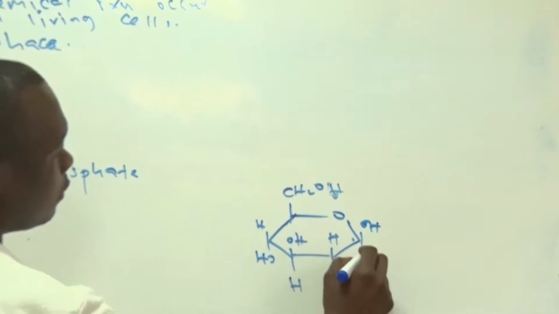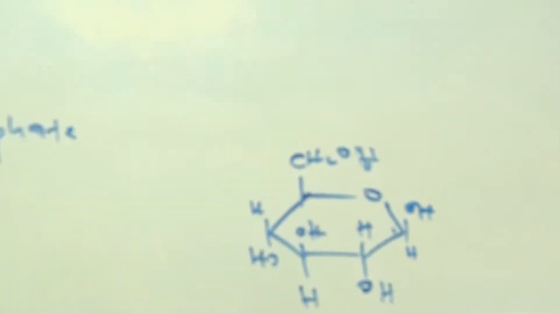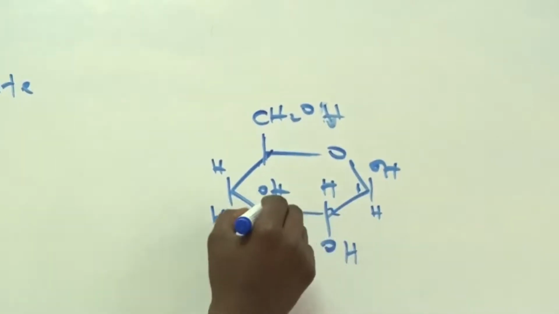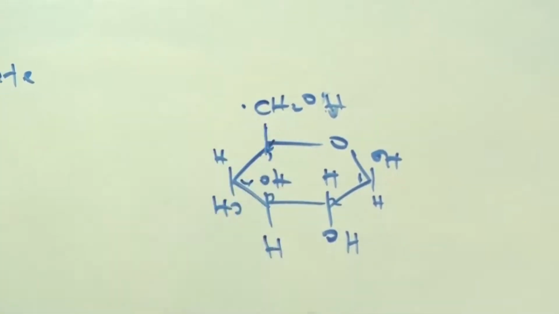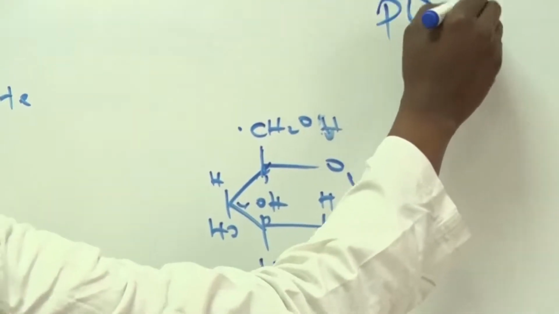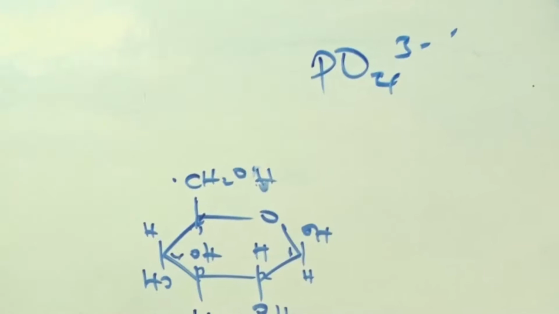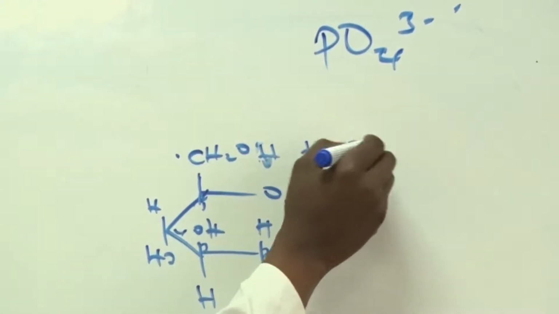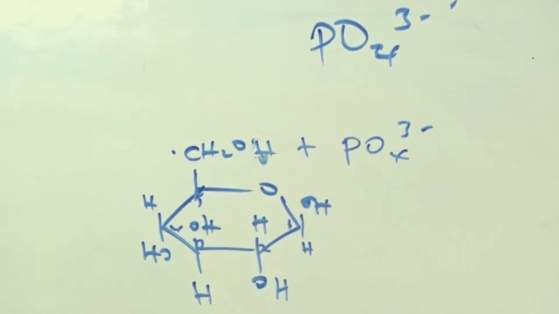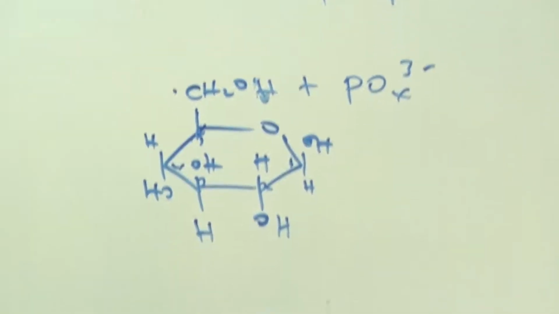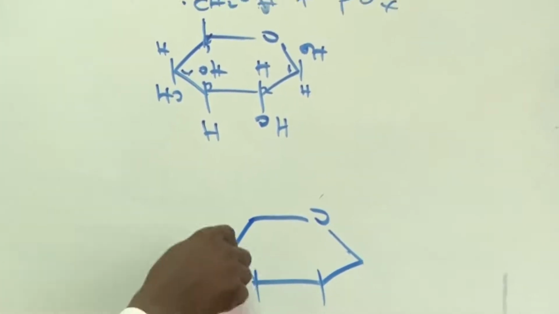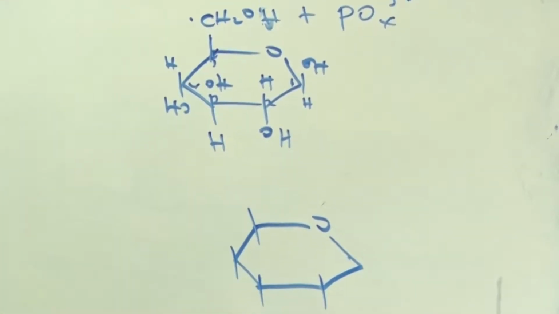Let's use the alpha form. Remember we had said that this is carbon number 1, carbon number 2, 3, 4, 5, 6. So we are adding a phosphate group, okay? We add it at this point. When we do so, we form glucose 6-phosphate. The reaction is called phosphorylation.